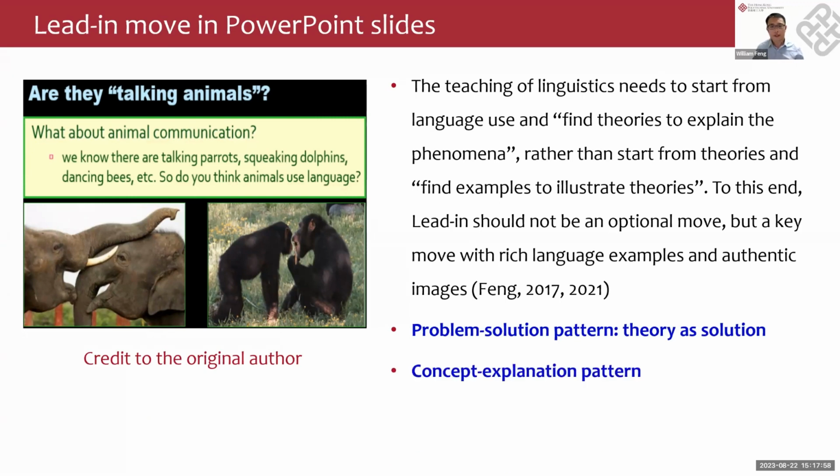Okay, and then another pattern is a concept explanation pattern, where there's no example. The teacher just starts with the concept, and then starts to explain the concept. Okay, so today we're going to talk about arbitrariness and what it means, right? And they start to explain all kinds of definitions of this concept.